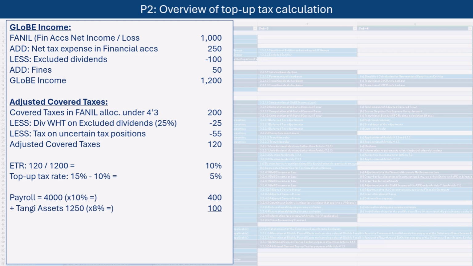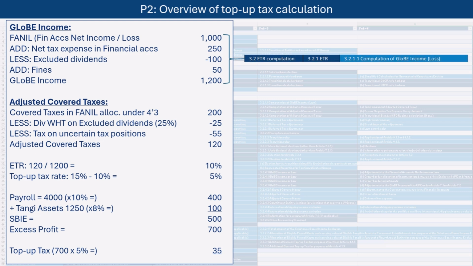And then, once we have our top-up tax rate, we calculate our substance-based income exclusion. So let's say we've got payroll of 4,000 and we work with a 2023 percentage, so we can take 10% of that, which is 400. We've got tangible assets of 1,250 and we take 8% of that, so that's another 100. So our substance-based income exclusion comes to 500, which we now can deduct from our GloBE income. So that gives us an excess profit of 700, being 1,200 minus 500 equals 700. Now you multiply that 700 with your top-up tax rate to give you the top-up tax that's going to be paid somewhere, being 35.